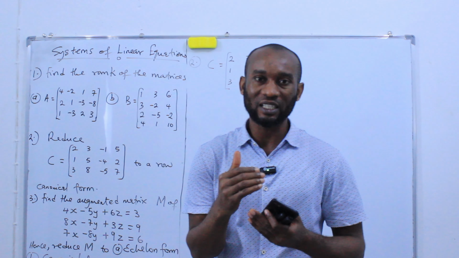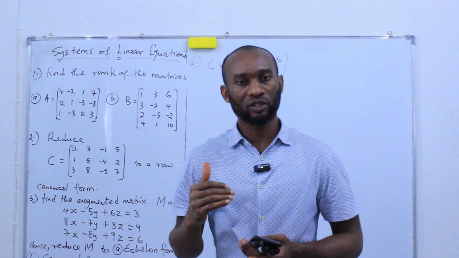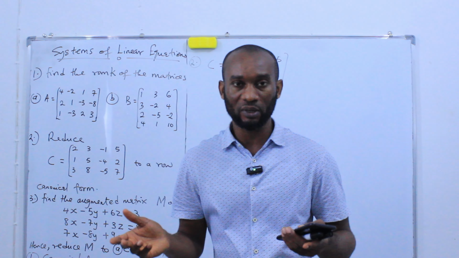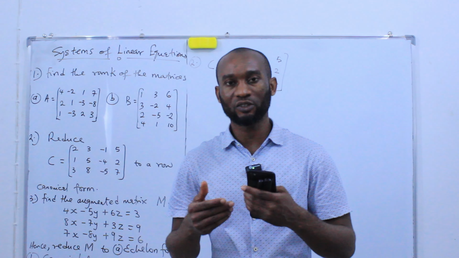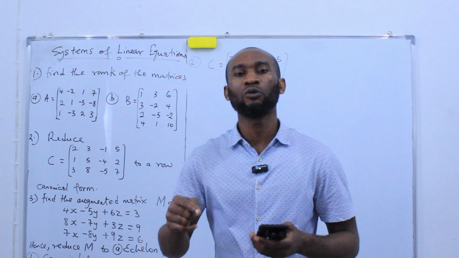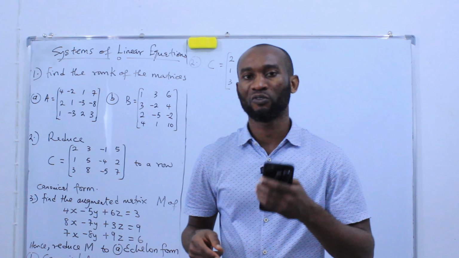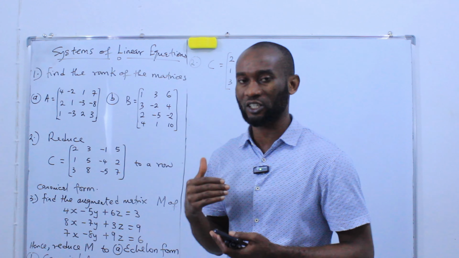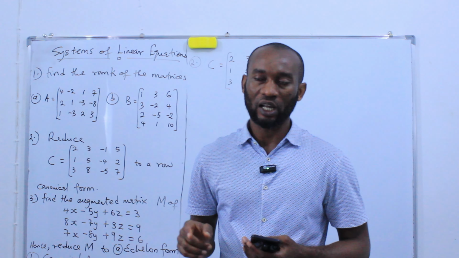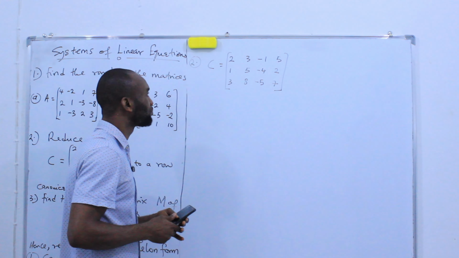Now, the method is first of all to reduce it to row echelon form. When you reduce it to row echelon form, by then you would have been able to know the rank of the matrix. The rows that are zeros will become zeros, and then you reduce it further to row canonical form. So the first step is to reduce it to echelon form. Then the second step is to row reduce it to canonical form. So we're going to use this matrix as an example.